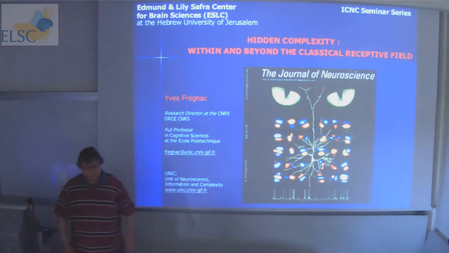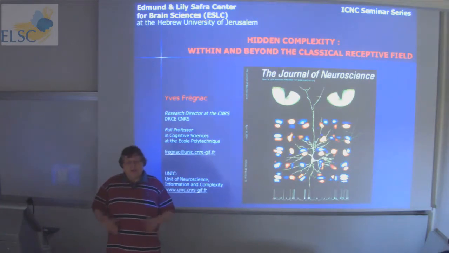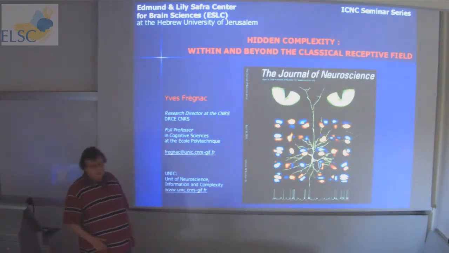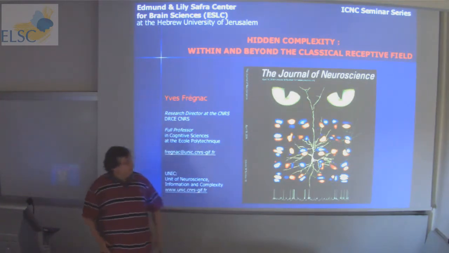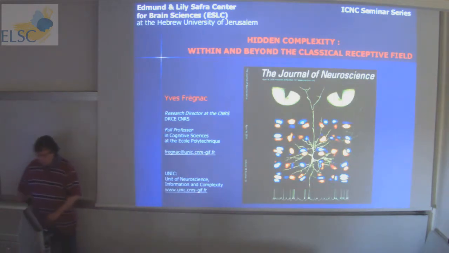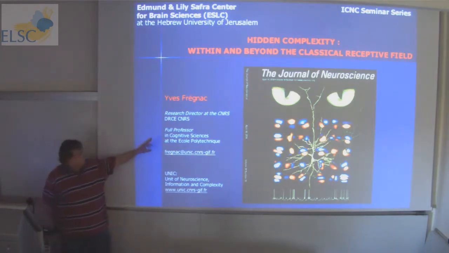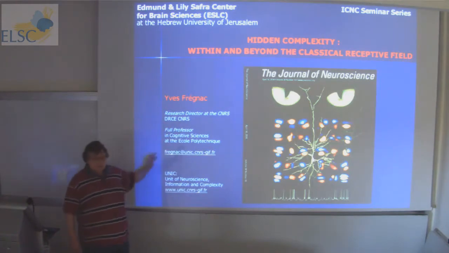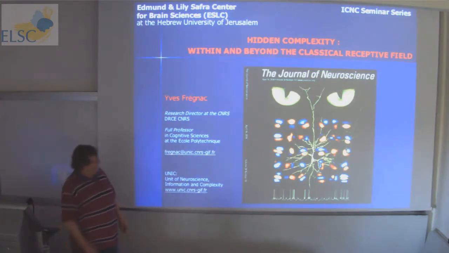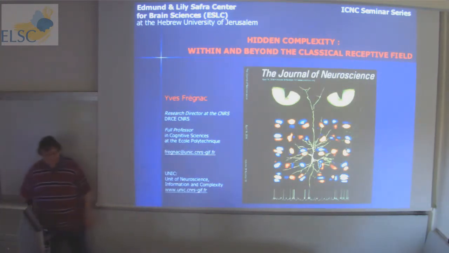I apologize to the people who've been to the first talk because you will hear things which overlap with what I showed before. But I decided to go along the themes that I presented and of course explore them more in depth. I will not be able to go very far beyond the classical receptive field, but you will have enough with the classical receptive field and natural vision. So I'm not going to present the UNIC again, and I just wanted to make a correction. When you say research director at the CNRS, that doesn't mean research director of the CNRS, which was very nice of you, but it's not the case. And I'm also a professor at Polytechnique. Oh, you refuse to get the upgrade or what?